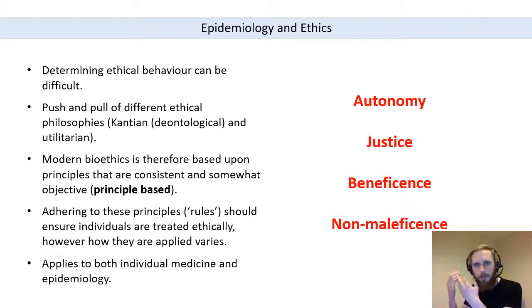Obviously, it's not the most objective thing, is it? So what we tend to do is stick to the principles which we outlined: autonomy, justice, beneficence, and non-maleficence. These are more tangible and more objective in a way. So we tend to think of ethics as being principle based in life sciences. These are the four principles that we stick to, because when we stick to these principles, we can be more objective.